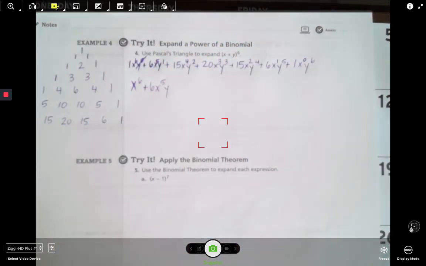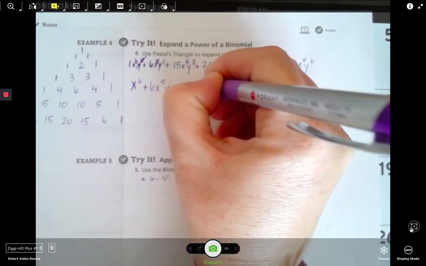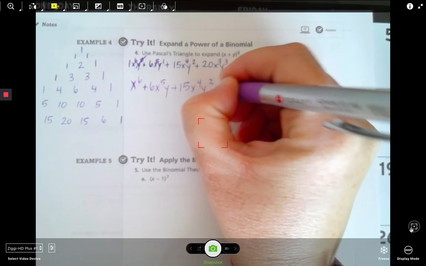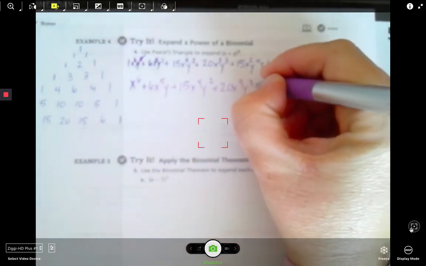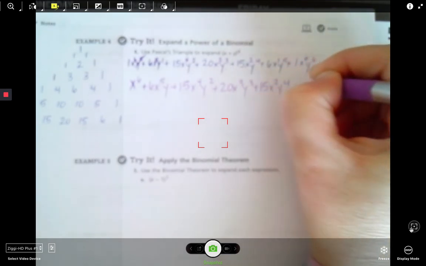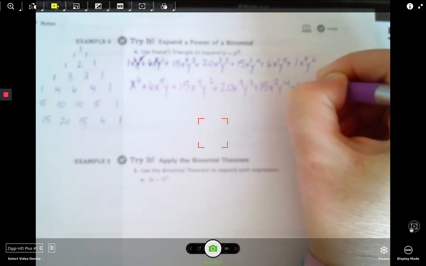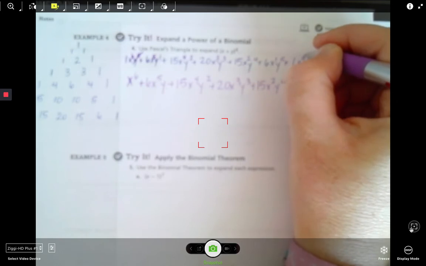Do I need to write the first power? No. Plus 15x to the 4th y squared. Plus 20x cubed y cubed. Plus 15x squared y to the 4th. Plus 6x y to the 5th. Plus y to the 6th. That canceled out there. It got blurry on me.